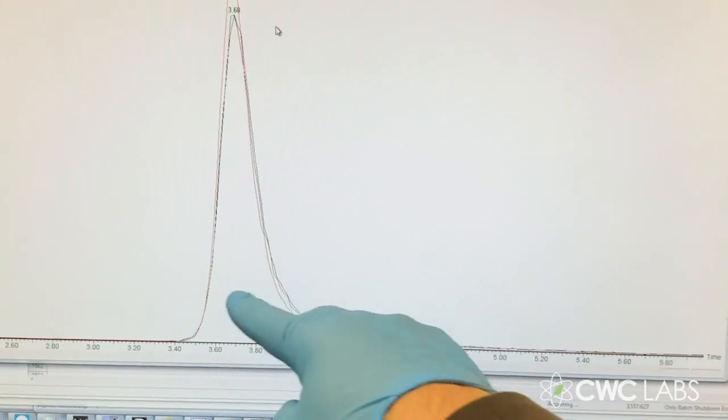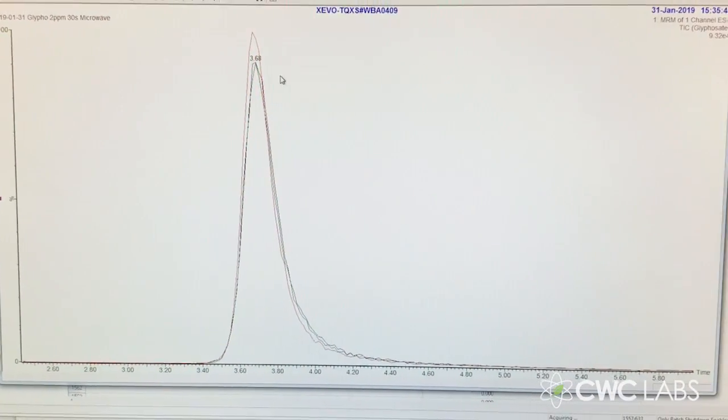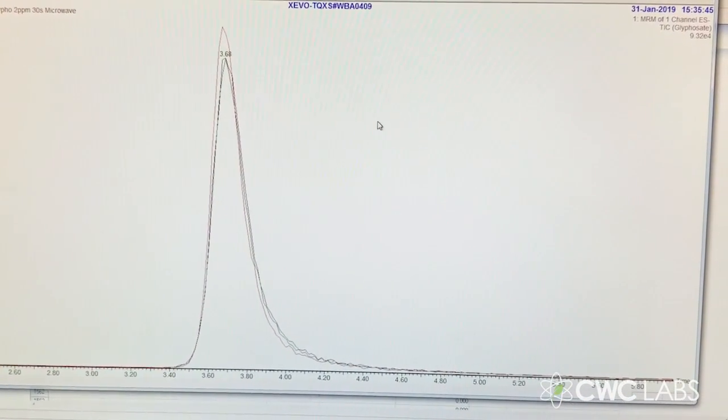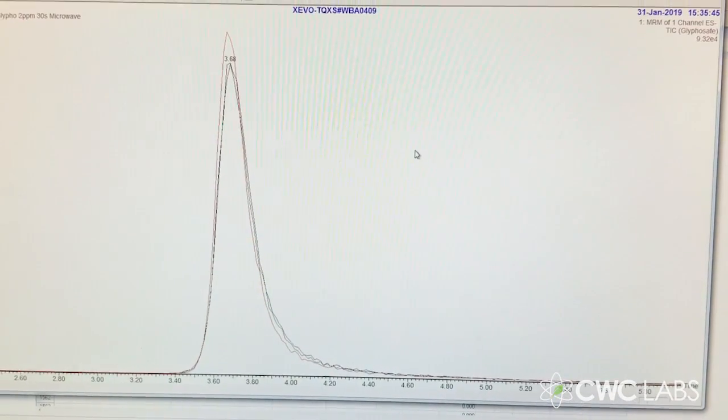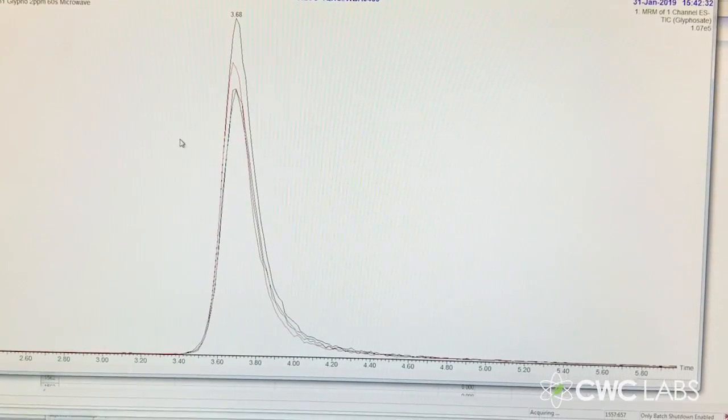That's the black line that was just added. It also looks almost exactly the same. So far, up to 30 seconds of microwaving, we are not destroying the glyphosate. Let's see what happens at 60 seconds.